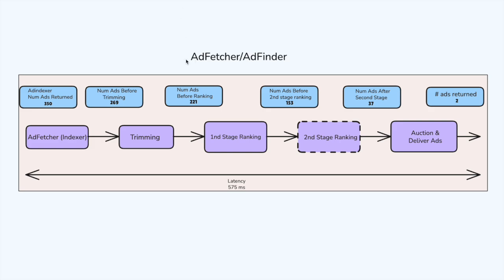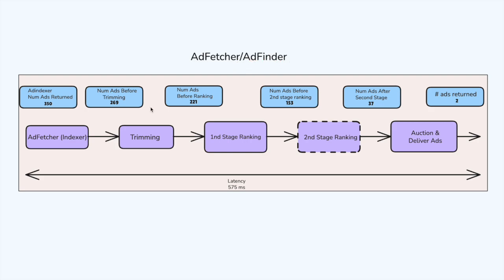Today, we're going to talk about the system design on recommendation systems, specifically about Ads Fetcher or Ads Finder. Have you ever wondered how platforms decide which ads you see in less than a second? Behind the scenes, there is a highly optimized machine learning system that filters hundreds of ads down to just a few, all in real time. In this video, we are breaking down an ad finder system and explaining how multi-stage ranking works in production.